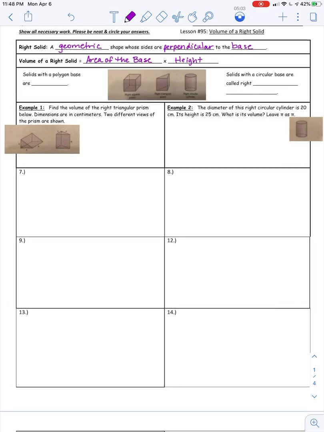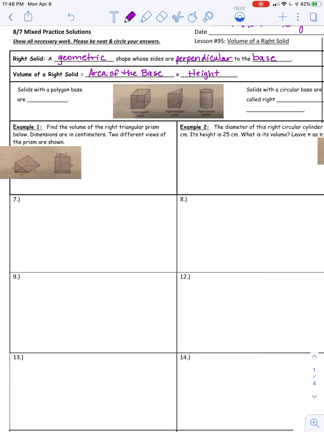Okay, now back to our notes. There are two types of solids that I want to address in this, two types of right solids actually. Solids that have a polygon base, which means a flat base.